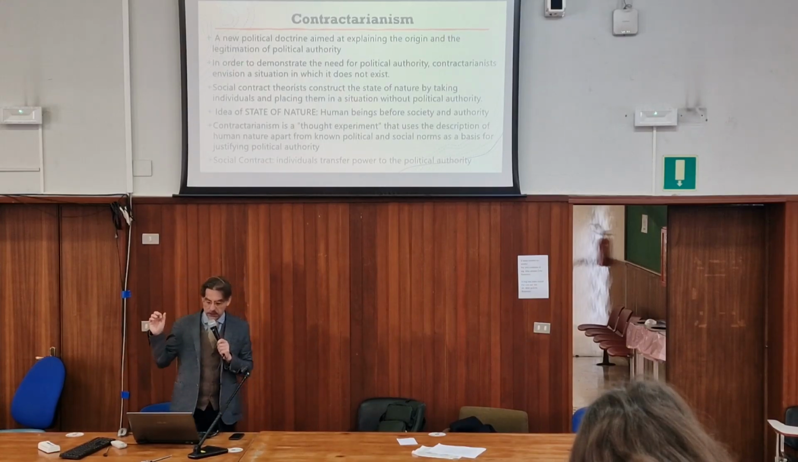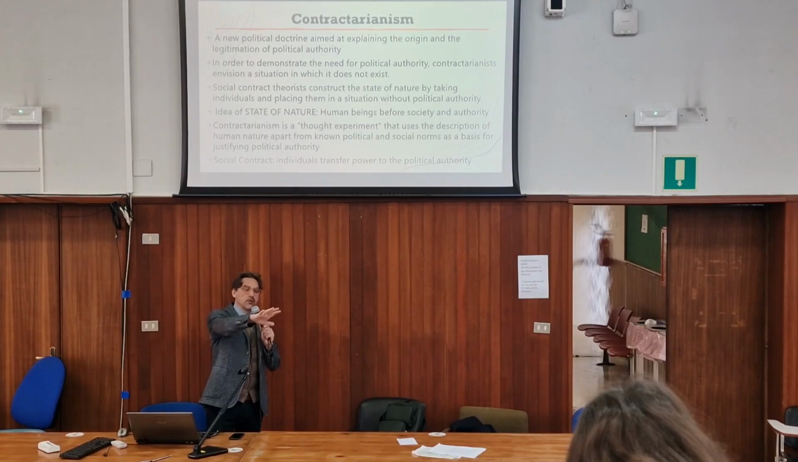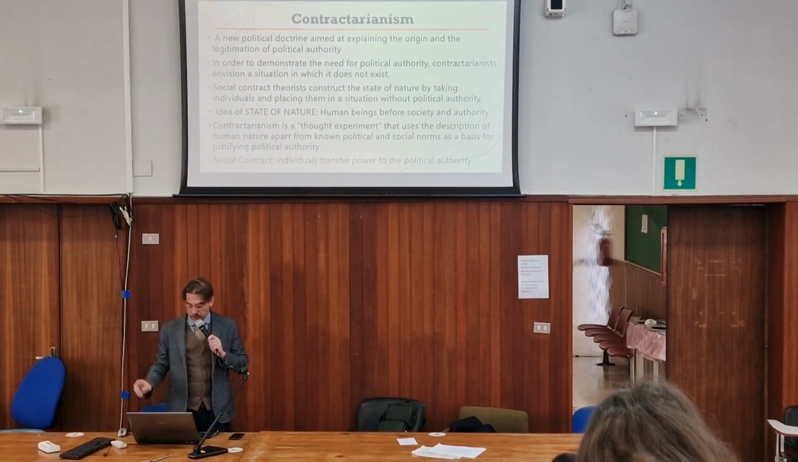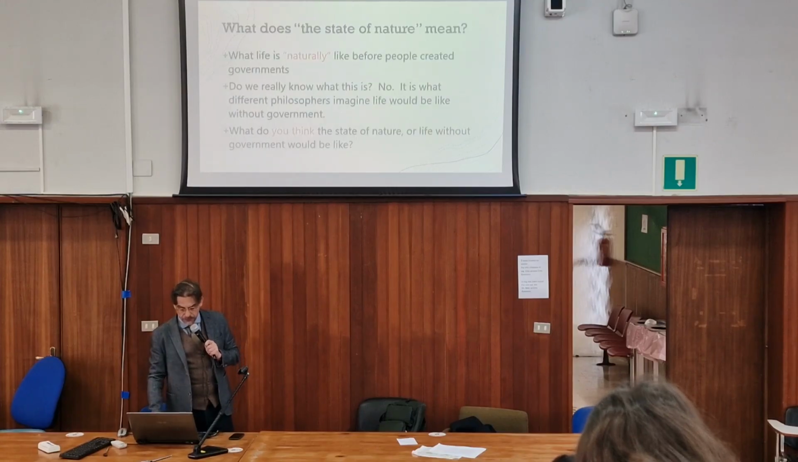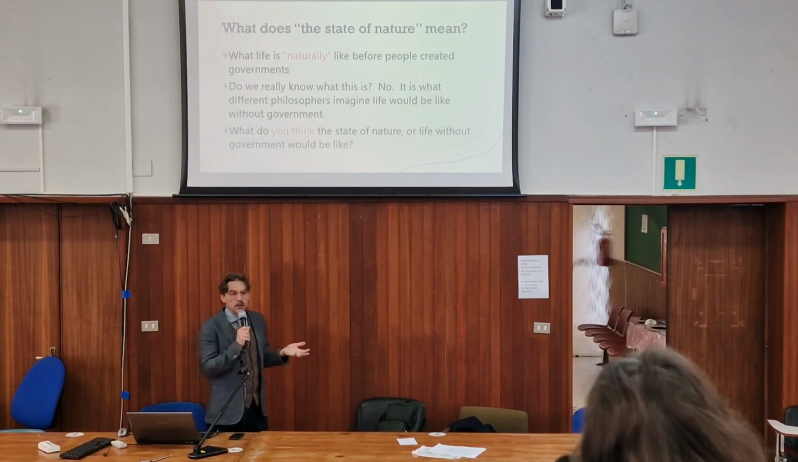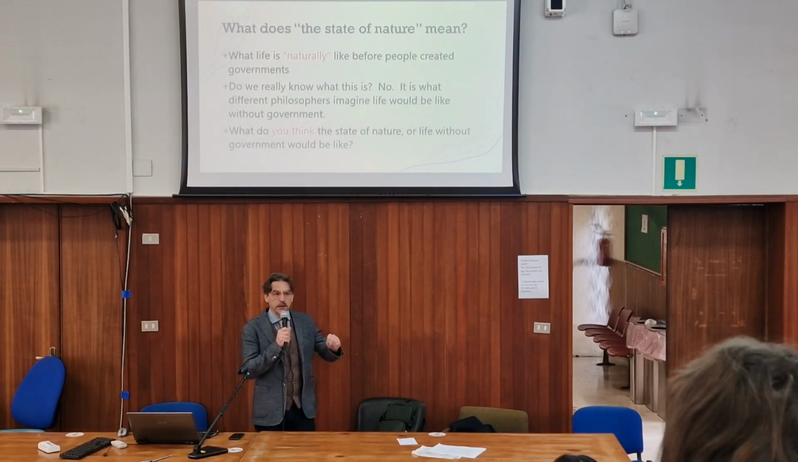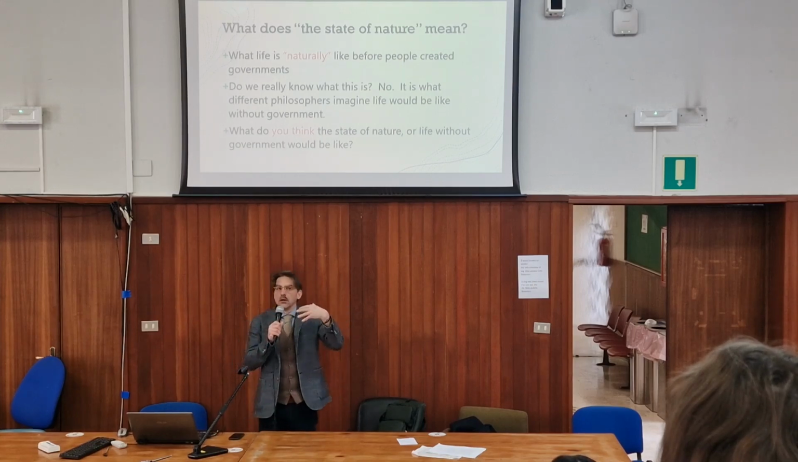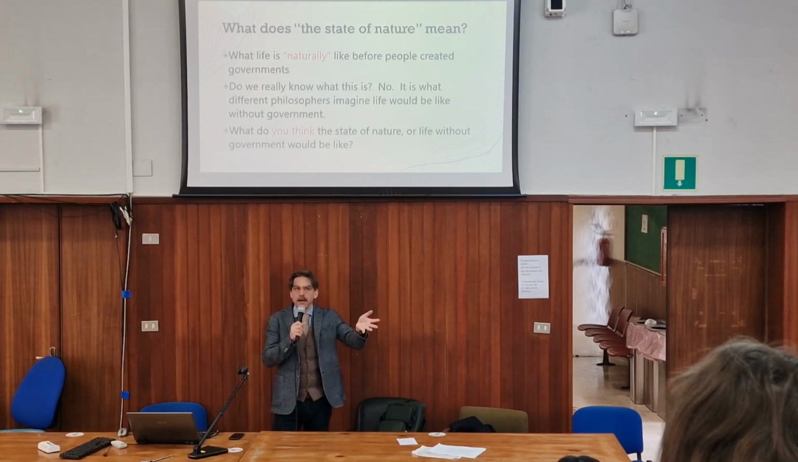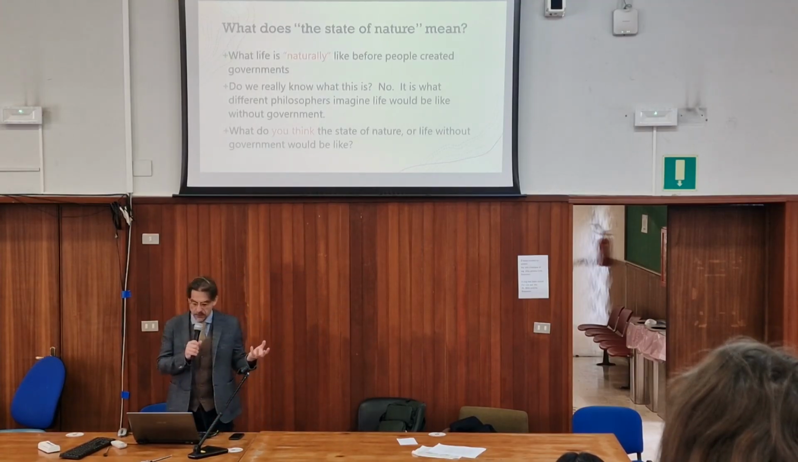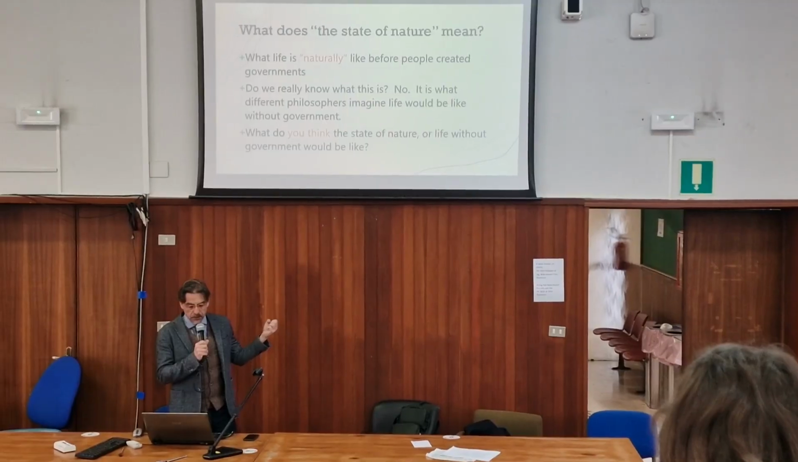So, the social contract is the moment in which these individuals living in the state of nature transfer power to the political authority. What is the state of nature? Here political anthropology is very important, because you imagine human beings with no authority. You would imagine whether they would behave badly or well. So what is life naturally before people created government?